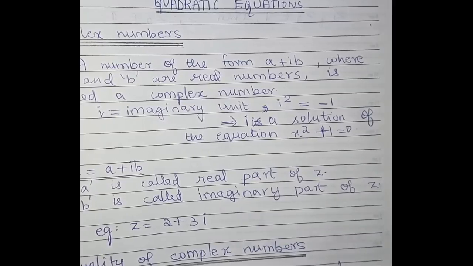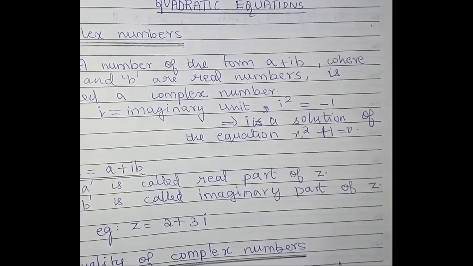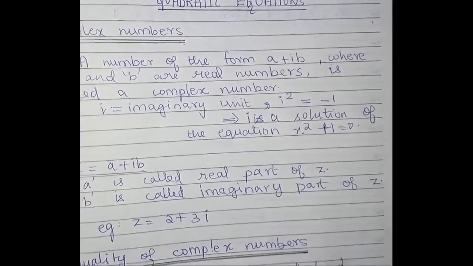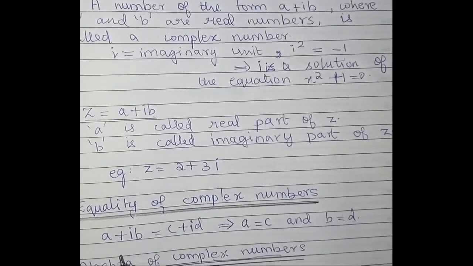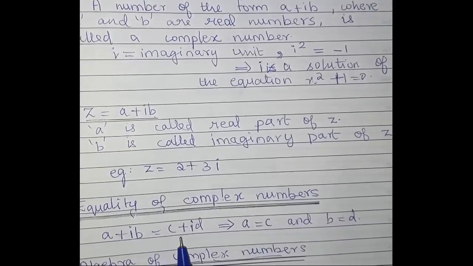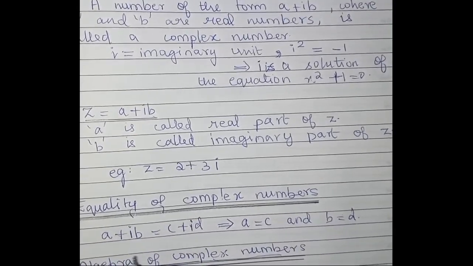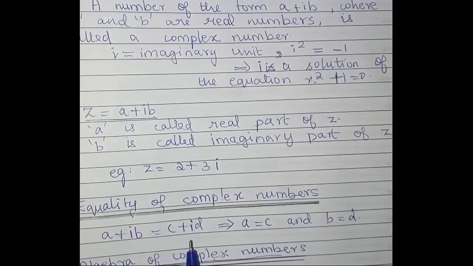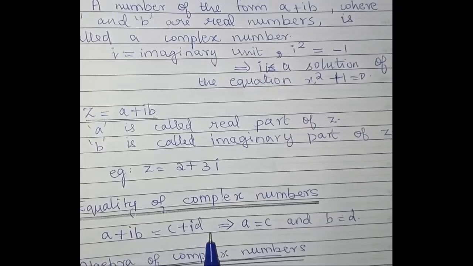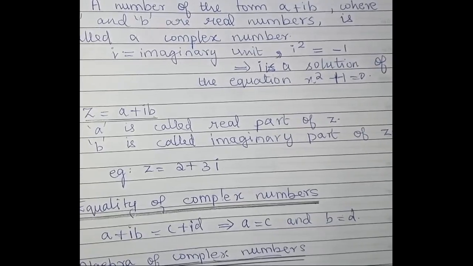Yes. Next, when do we say two complex numbers are equal? So if I take two complex numbers in general, a plus ib is equal to c plus id. When do I say both are equal? When a is equal to c and b is equal to d. The real parts and the imaginary parts should be equal to each other.